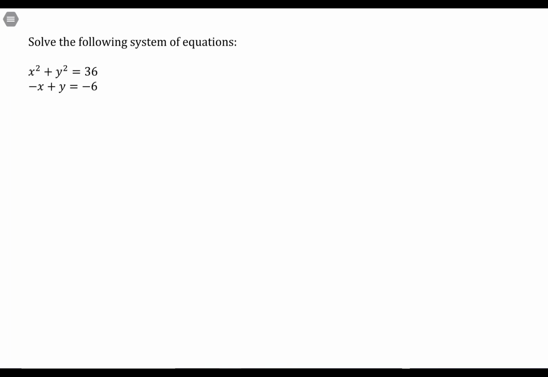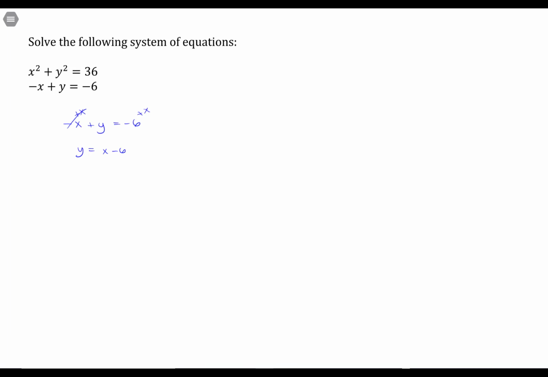So the idea in substitution is just pick one equation and solve it for one variable. So for instance, if I take the second equation, negative x plus y equals negative 6, I'm going to add x to both sides so that I get y by itself. So y equals x minus 6. Now I'm going to use that in the other equation.